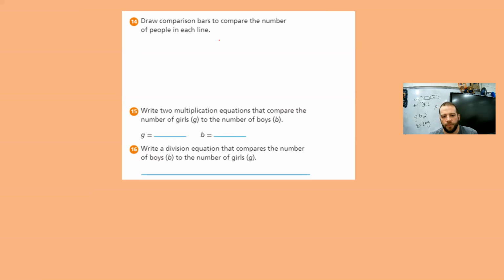All right, and then write a division equation that compares the number of boys to the number of girls. So there I would say, start with the easy big number, right? So 8 divided by 4. Sorry, not 8 divided by 4. We want to find 4. So girls divided by 2 equals boys. G divided by 2 equals boys. That's what I would put for number 16. G divided by 2 equals B.